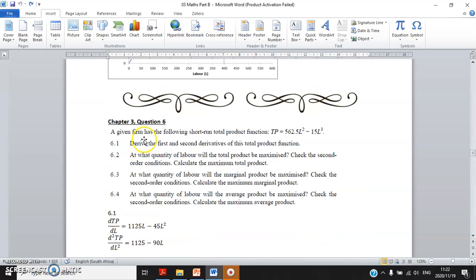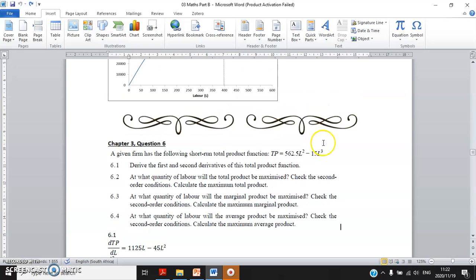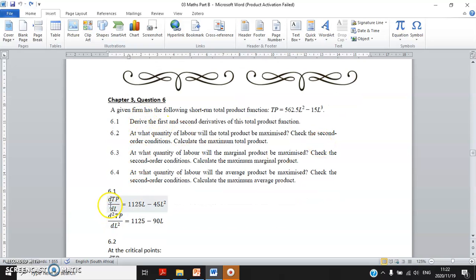chapter 3, question 6. This is the total product. And then I ask you to derive the first order and second order derivative of total product. Easy.